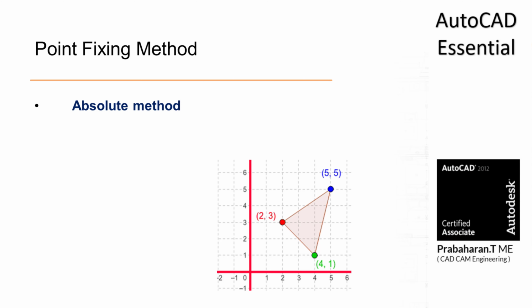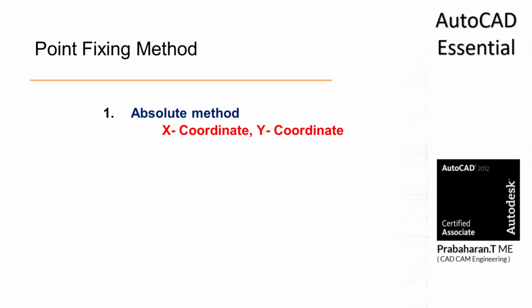So what I'm coming to say here, the absolute method is nothing but giving each point's x coordinate and y coordinate in the graph sheet, or the x-axis, y-axis values of each point or each vertex of the object. I'm going to explain this absolute method with an example.